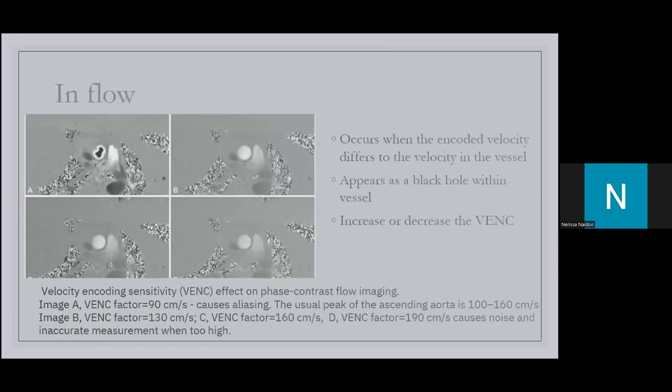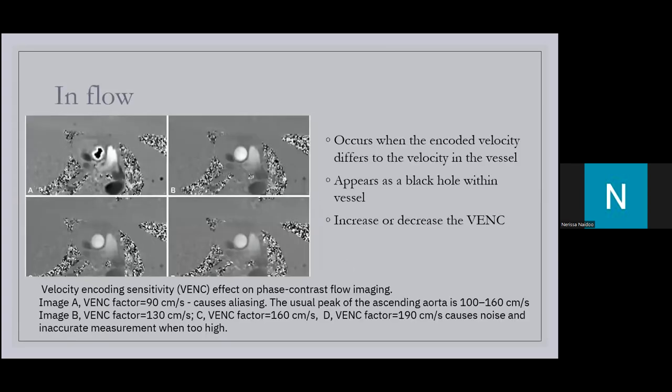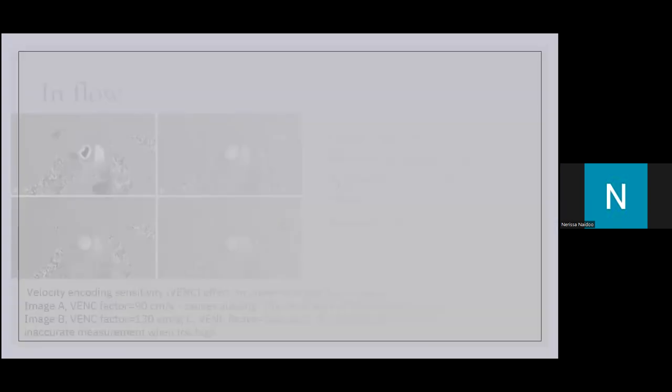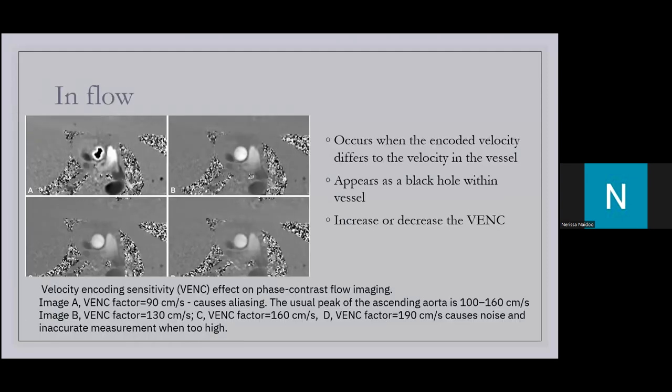So basically, this aliasing artifact happens when the encoded velocity is different to the velocity in the vessel. So for this patient here in image A, it was quite a low venc that was used. It was a venc of 90 centimeters per second, which is quite low. If we think about the ascending aorta, the normal flow in the ascending aorta would be around 160 to 180 centimeters per second. You can see here in image B, 130 was used, which is much better. And then image C, we've got a venc of 160, and then image D, 190.